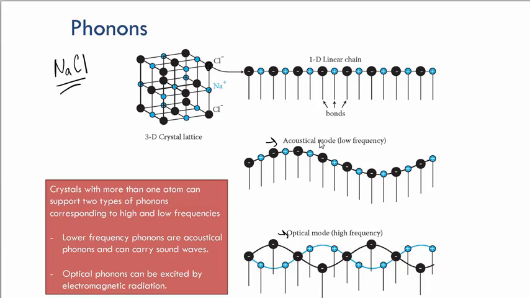The lower frequency phonons are called acoustical phonons, and they can carry sound waves. The optical phonons can be excited by electromagnetic radiation, and these are high frequency. So I hope you can see the difference between these is that in this case, the negative and positive ions sort of vibrate in sync with each other, or in the same direction, whereas here the positive ions and the negative ions are vibrating in opposite directions.